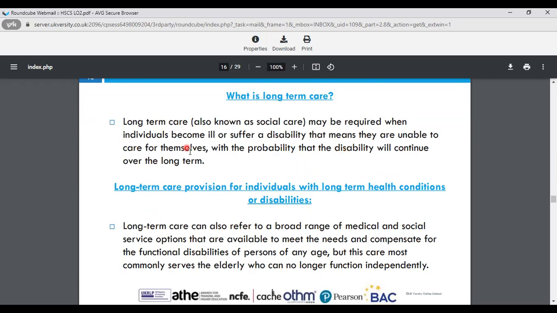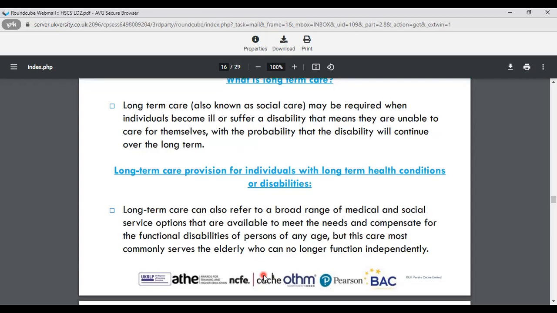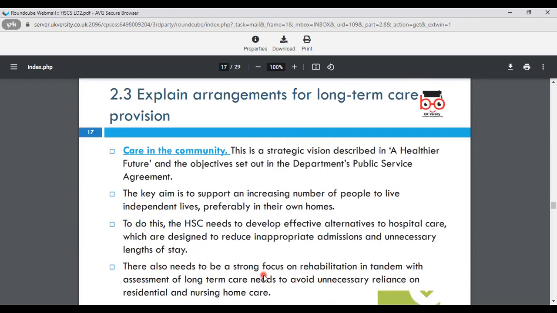It may be required when people become ill or suffer a disability, which means that they are unable to care for themselves, with the possibility that the disability will continue over the long term. So there's long-term care provision for individuals with long-term health conditions or disabilities. So these are there to meet the needs and to compensate for functional disabilities of people, whatever age they may be at. This is for those who can no longer function independently.